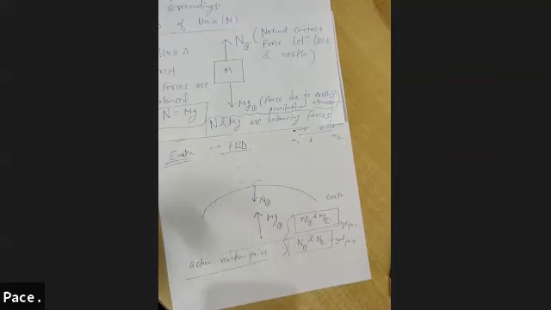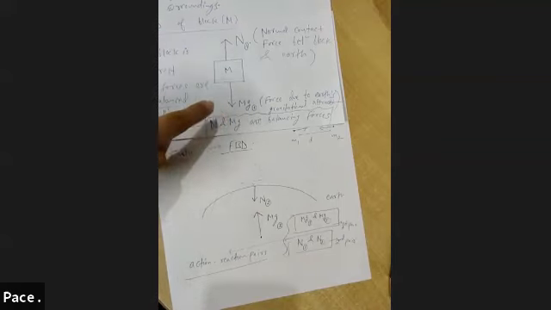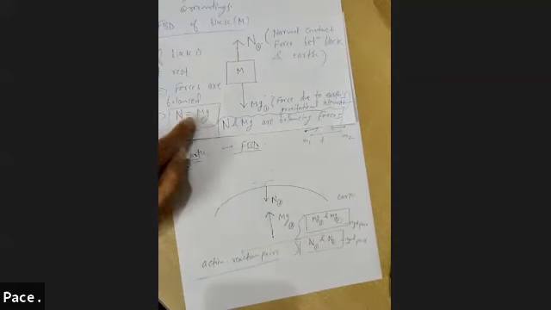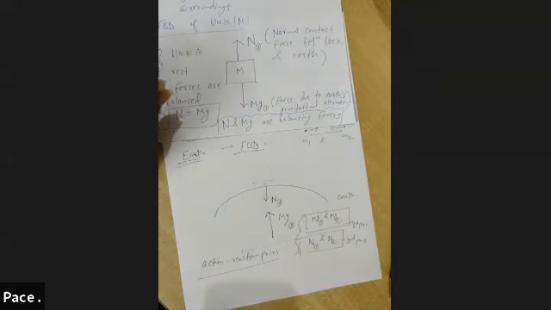So the students who were telling me that this normal and this mg are forming action reaction pair, it's absolutely wrong. They are not action reaction pair. These are balancing forces. Normal is equal to mg. You will just draw a free body diagram of an object, and if that object is at rest, then you will equate the net force acting in vertically upward direction to the net force acting in downward direction.